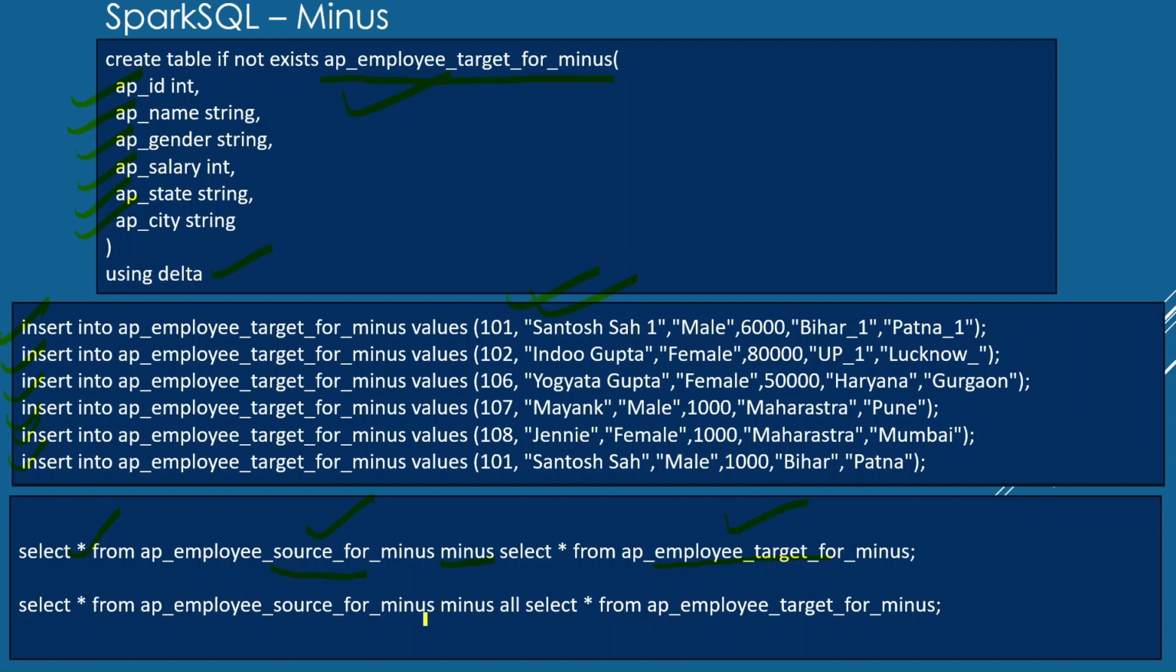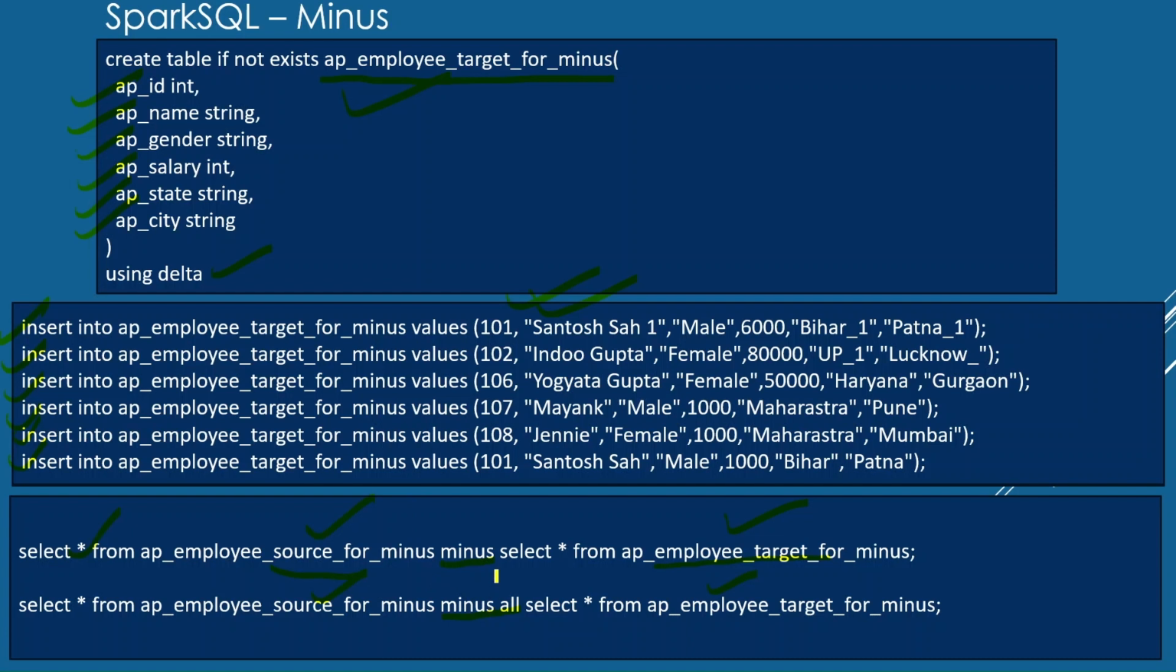After that, we are going to see how MINUS works. What MINUS does is fetch all the records which are present in the source table but are not present in the target table, and it will also maintain the duplicates. I will show you what that means, how it maintains the duplicates, once I do this MINUS exercise.